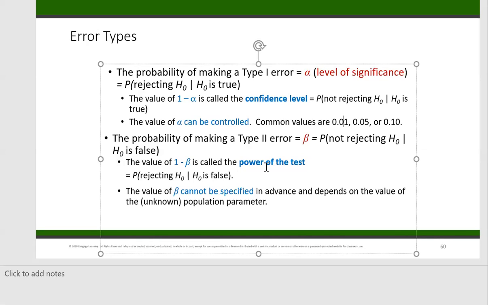Just remember this: for a pregnancy test, the power of the test is the chance that the test correctly identifies and captures the pregnancy. If a person is actually pregnant, what is the chance that the test shows the result correctly? That's what we call the power of the test. Beta cannot be specified. Again, in practice, in the science of statistics, we always fix alpha, the confidence level, and we measure beta if needed.